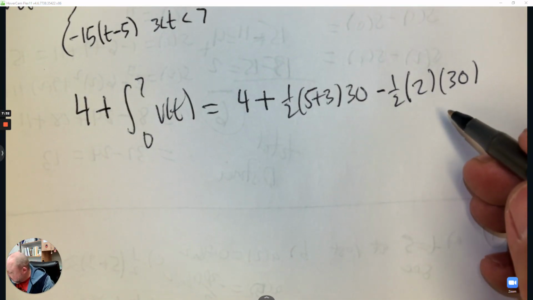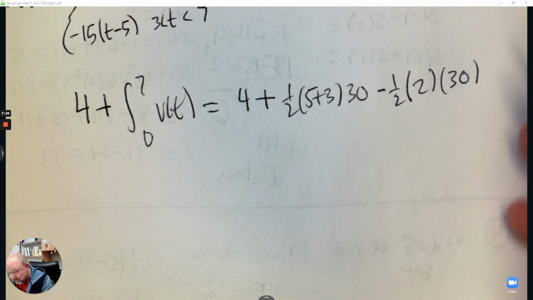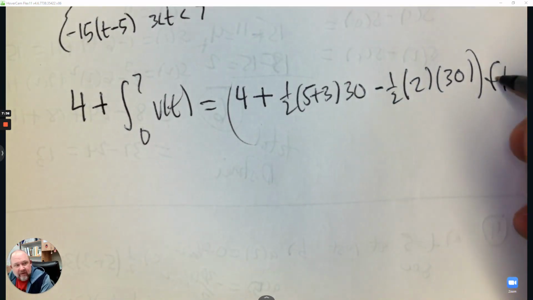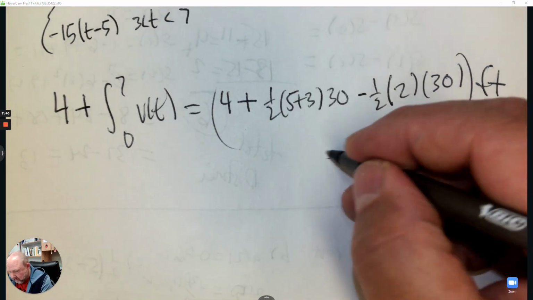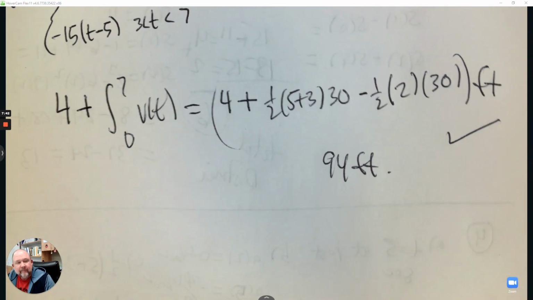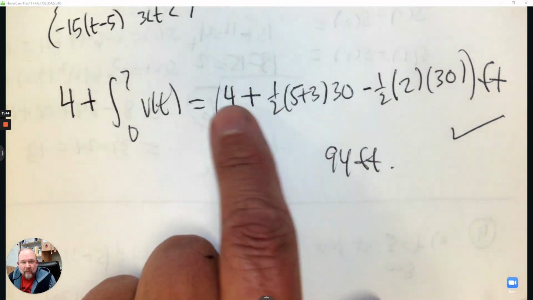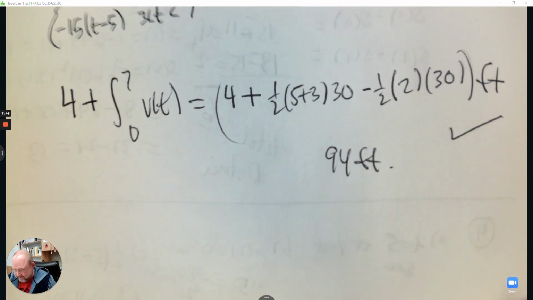Now, if you simplified that, and you don't have to, you could just go like this and say feet, and you get full credit. But if you did want to simplify it, it would be 94 feet. But this would give you full credit with feet at the end.